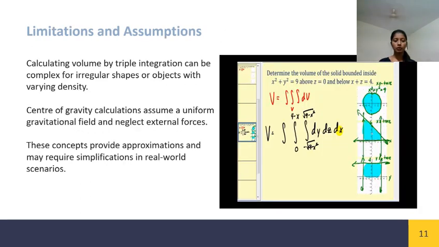So, what are the limitations and assumptions? Calculating volume by triple integration can be complex for irregular shapes or objects with varying density. Center of gravity calculations assume a uniform gravitational field and neglect external forces. These concepts provide approximations and may require simplifications in real-world scenarios.